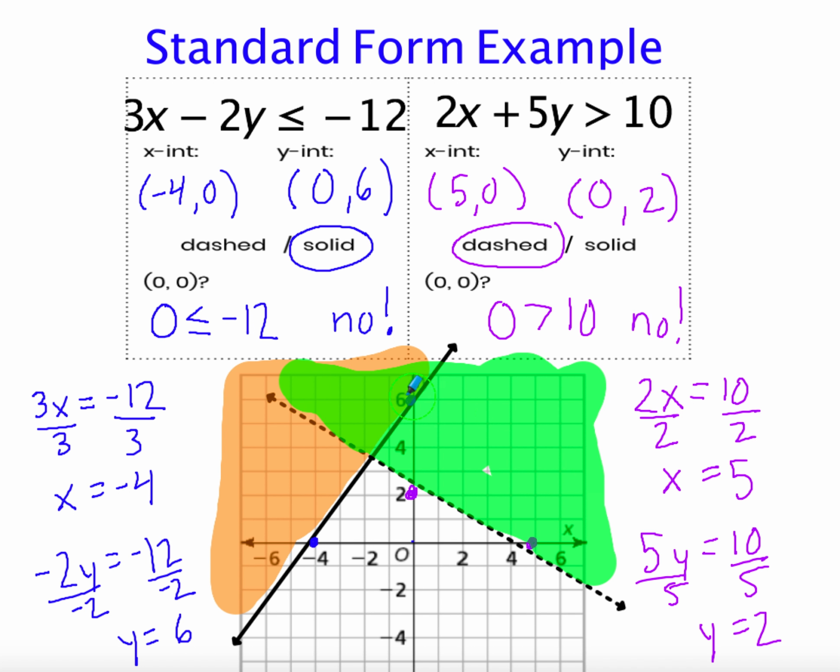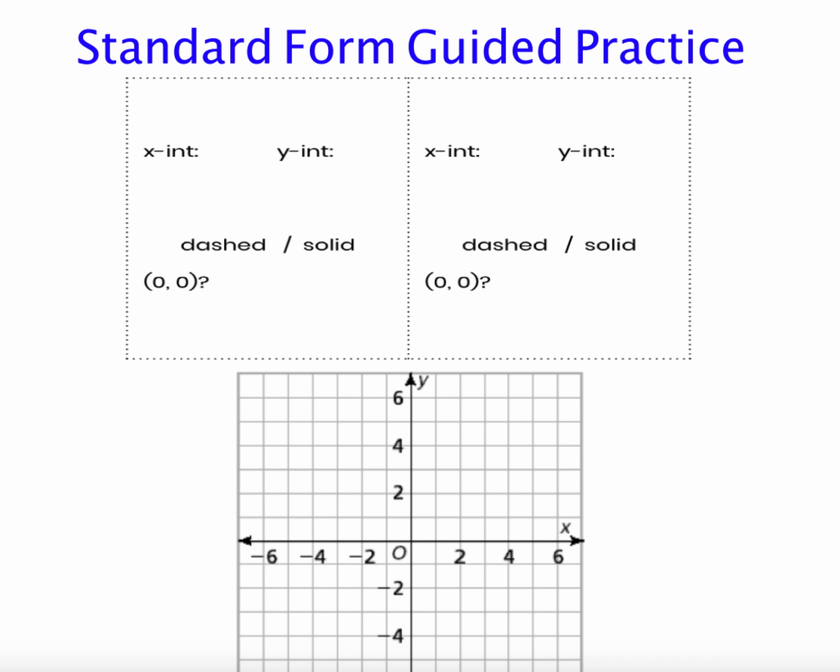Okay, so here my solution to the system is not this orange region. It's not the green region. It's the overlapping region right here. Let's make it a different color. The points in that region satisfy both of the inequalities. Okay, so now you're going to try a standard form example by yourself.